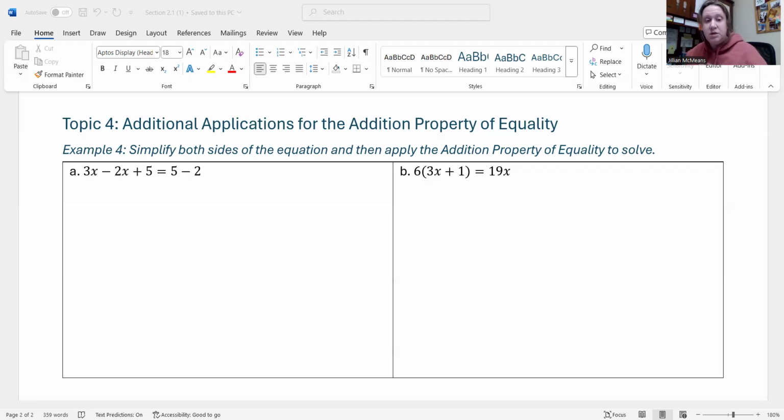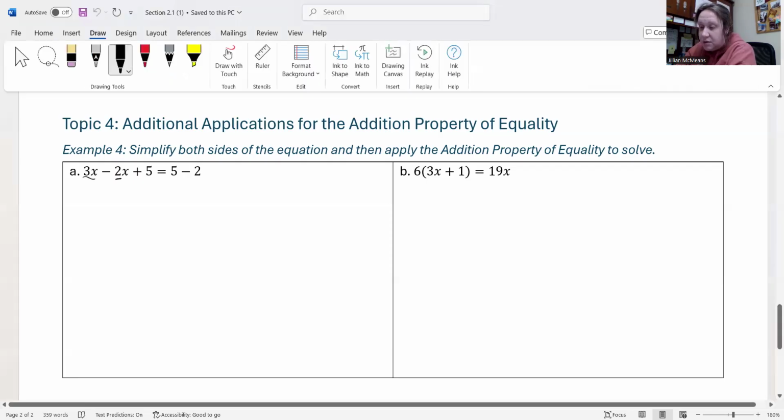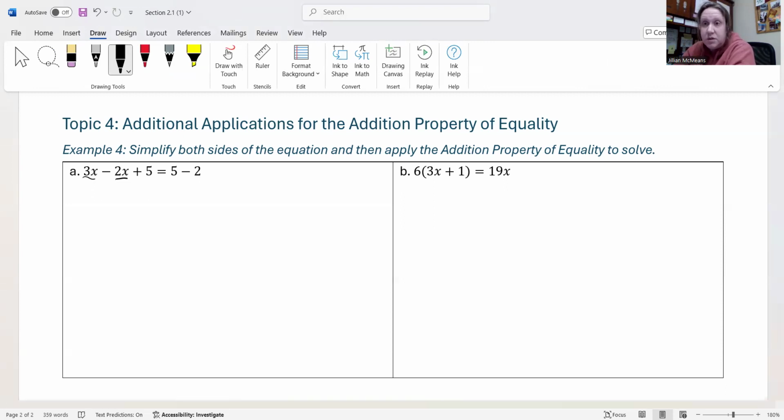So we want to see, do we have any like terms? If we have like terms, we want to combine them. Looking at the left, I have 3x minus 2x. Those would be considered like terms, so I want to go ahead and combine them. I just add or subtract the coefficients and keep the x. So 3x minus 2x is just 1x, and instead of writing the 1, we just write a single x. So I get x plus 5 equals 5 minus 2, which we know to just be 3.